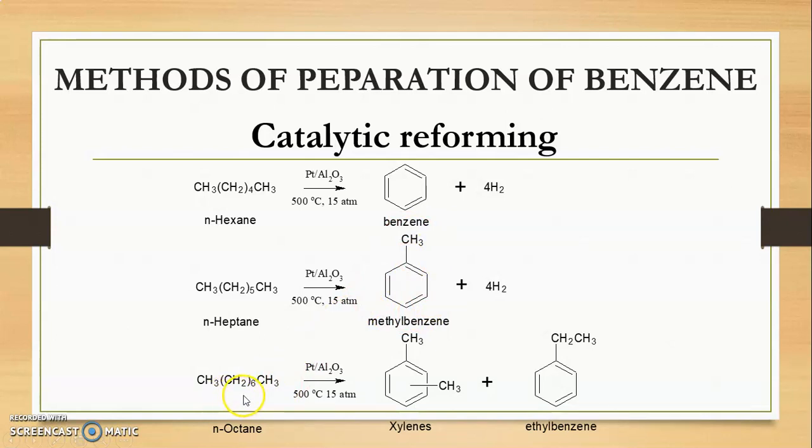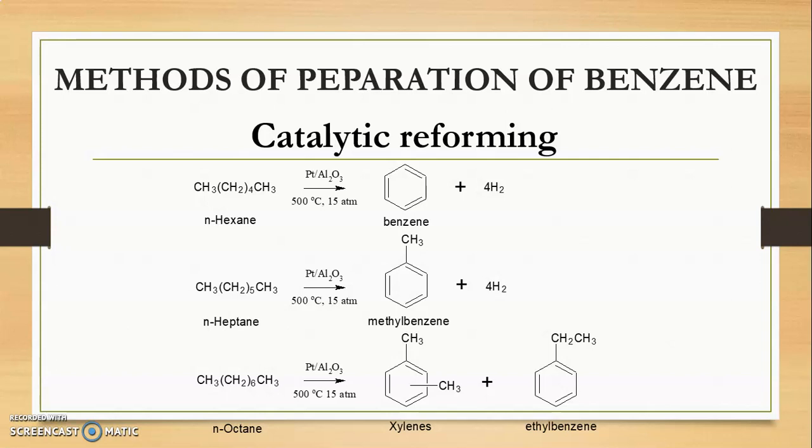Further, n-octane, on the same reaction, will be converted into either xylenes or ethyl benzene. Now, this CH3 that is represented like this may be present at the ortho position, at the meta position, or at the para position. When this methyl group is present at this position, it is known as the ortho position. When it is present at this position, it is known as the meta position, and when it is present at this position, it is known as the para position. So the corresponding ortho, meta or para xylenes are obtained by this particular reaction.